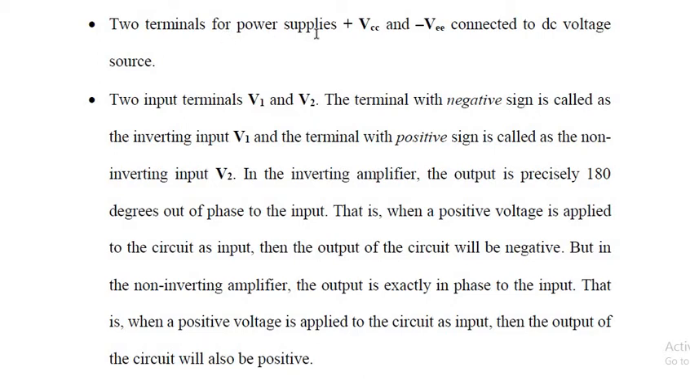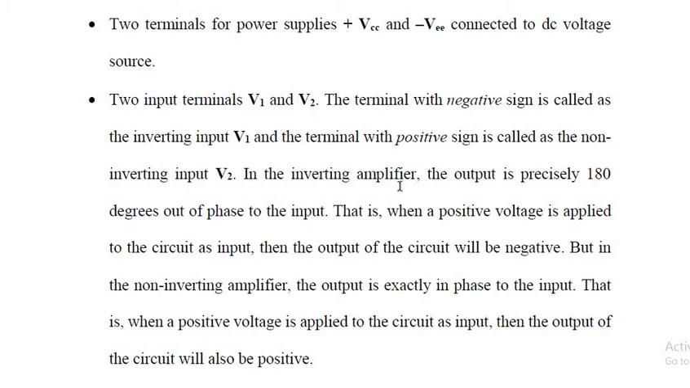So 2 terminals for power supplies, that is plus VCC and minus VEE. They are connected to the DC voltage source. Then 2 input terminals, V1 and V2. The terminal with the negative sign is called inverting input, V1, and the terminal with the positive sign is called non-inverting input, V2.